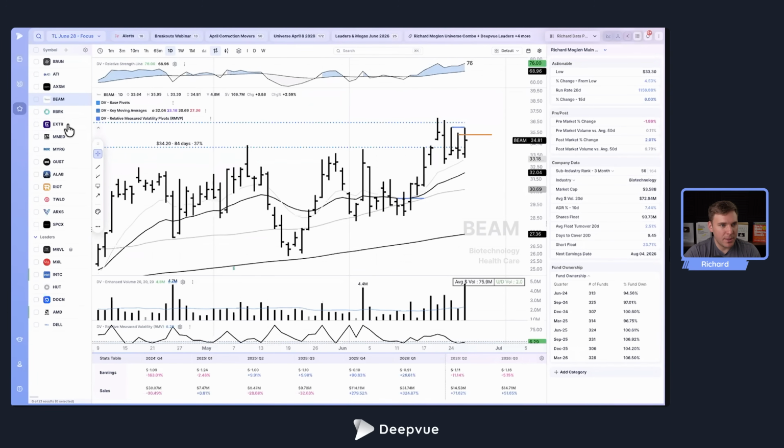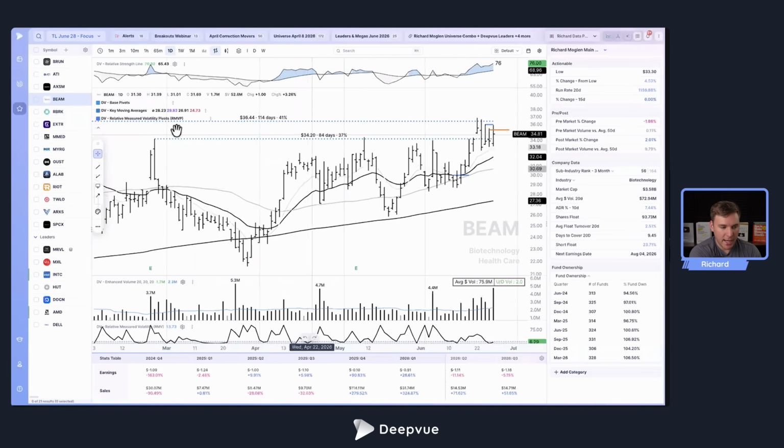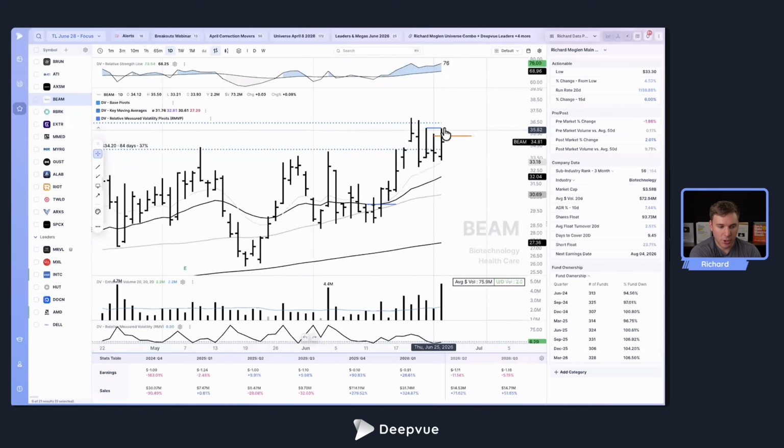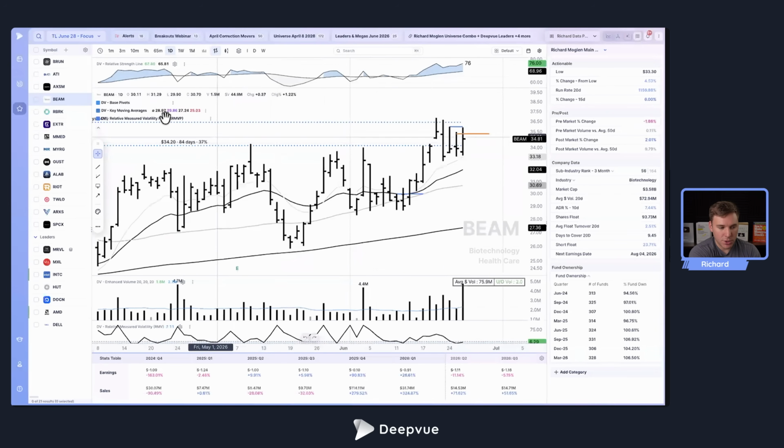Can you show how to find pivots to add to a chart automatically? So I use the base pivots indicator and RMV pivots indicator. Base pivots are kind of overall structure, and then RMV pivots are short-term, entry pivots. So those are the two indicators that I add.